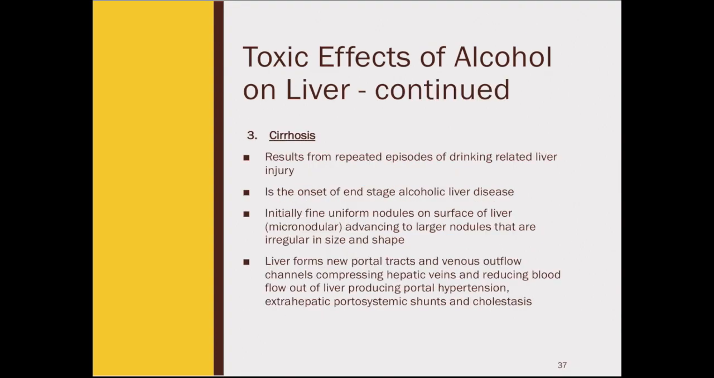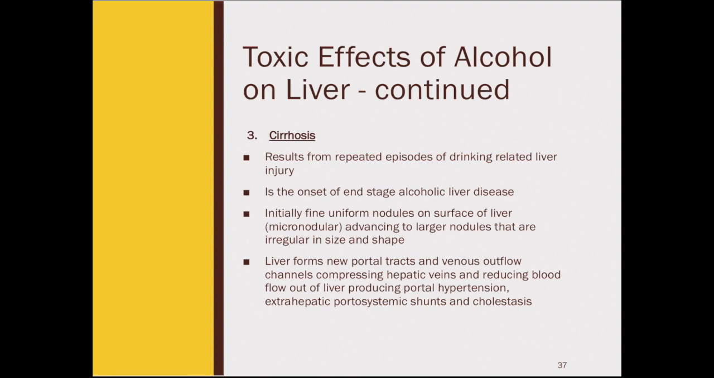And then we get to the third stage, which is cirrhosis. And this is basically your end stage of alcoholic liver disease. It's usually caused by repeated episodes of drinking and liver injury. Initially, what happens is you have some scar tissue forming and you end up with fibrosis, and then you get these nodules on the surface of the liver. And where those nodules are, the blood cannot flow through in order to be sifted. So it forces the liver to create new portal tracts and venous outflows to get the blood moving through the liver. But this compresses the hepatic veins and reduces blood flow out of the liver.